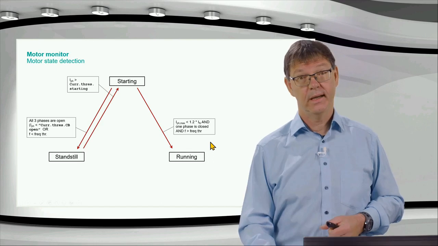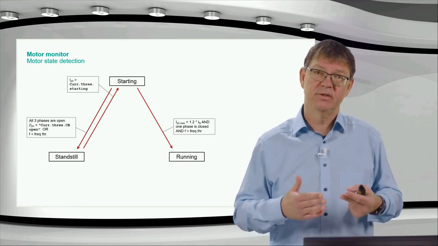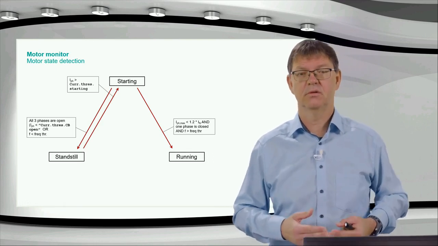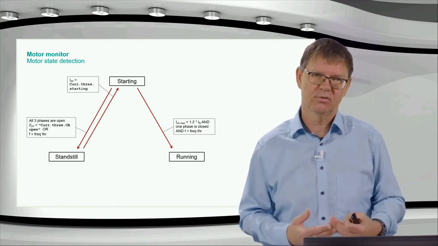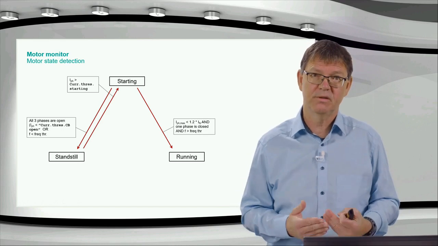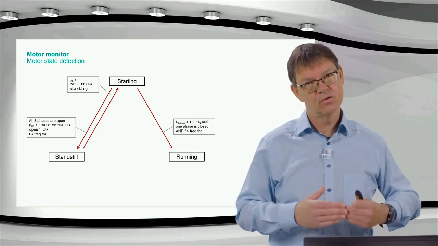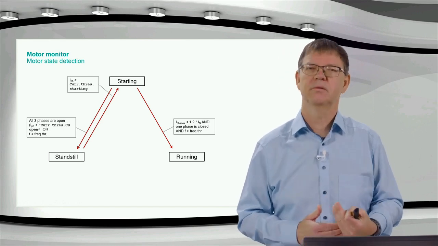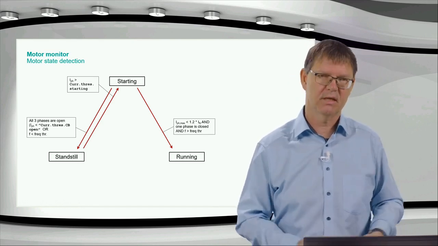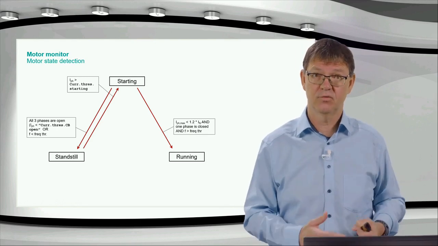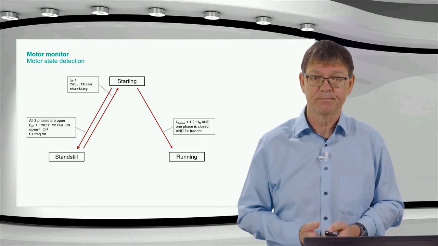An additional criterion here is that the frequency is also the nominal frequency, or better, above a certain threshold. So we have a frequency threshold built in here, a setting. If we are above this threshold, then we assume the motor is running, because if the motor is running, then we measure the currents, and the currents have the frequency of the grid, whatever that is.